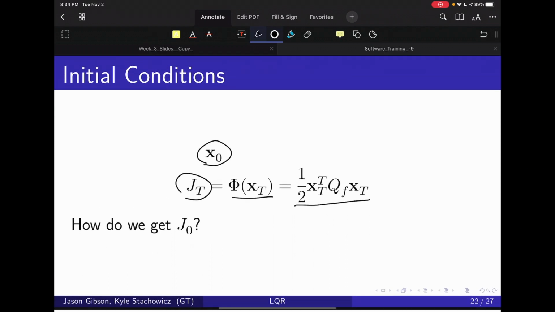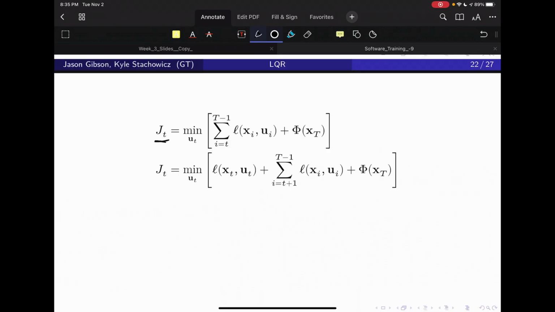But we need to get to J0. How do we get to J0? Well, let's look at this equation and break it down. So we have some value function, and this goes from t to T minus 1, but since this is just a sum, we can break out one of these. So now we're left with this equation, where all we've done is extract some L at the current time from the rest of the summation. Well, now what do you notice? This equation should look really familiar. This is the exact same equation we had before, but now for a different time.